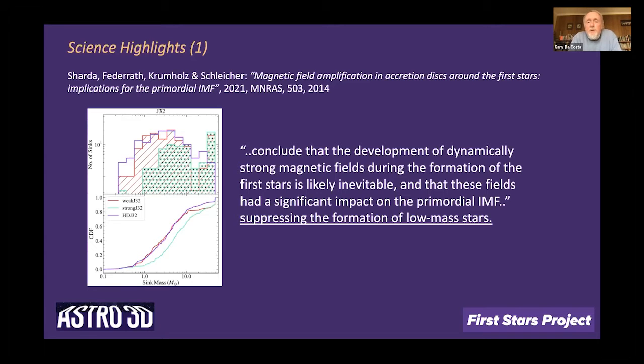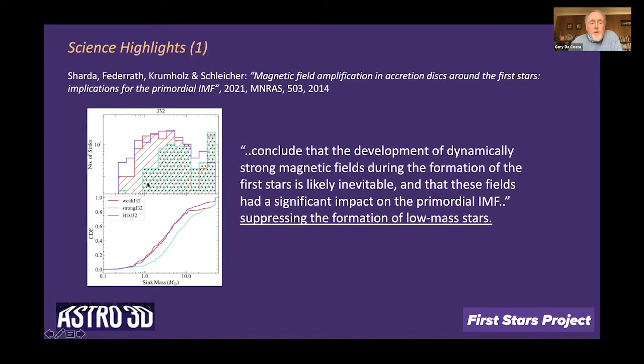And what they conclude is that the development of dynamically important magnetic fields during the formation of the first stars is likely inevitable, and those magnetic fields have a significant impact on the primordial IMF. And in fact, they basically suppress the formation of low mass stars. And you can see that on the figure here. The green histograms are those calculated in the presence of a strong magnetic field. And you can see that relative to the ones with weak or no magnetic fields, there's a much lower fraction of low mass stars.